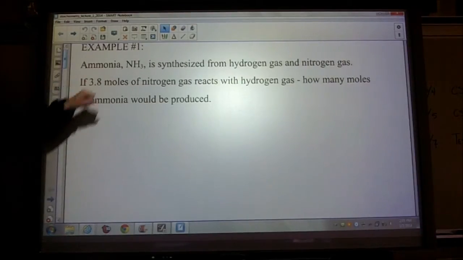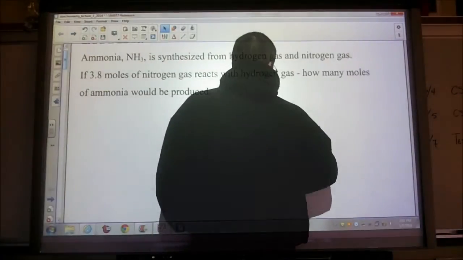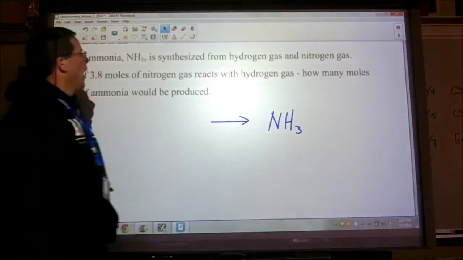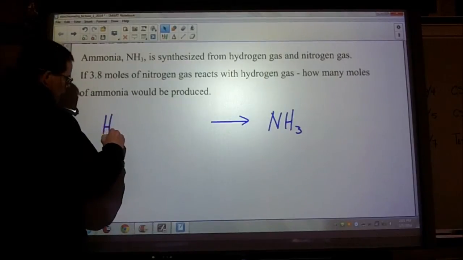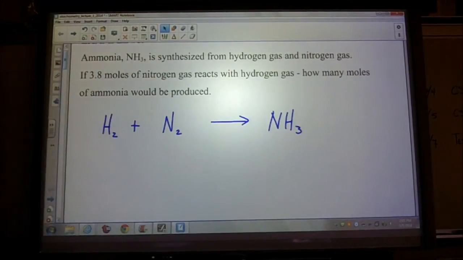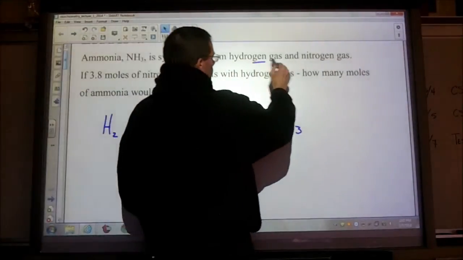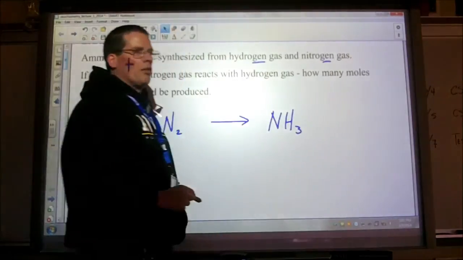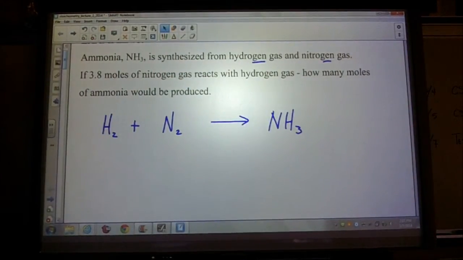So starting off with ammonia is synthesized. What does that mean? Is it produced or something you start with? NH3 is ammonia. Synthesized from hydrogen gas and nitrogen gas. So how do you write it? H2 and N2. Why would it have to be 2 of them? Because it ends in gen, so gas. Well, not necessarily because it's a gas. Anything can be a solid, liquid, or gas. It just depends on the temperature.